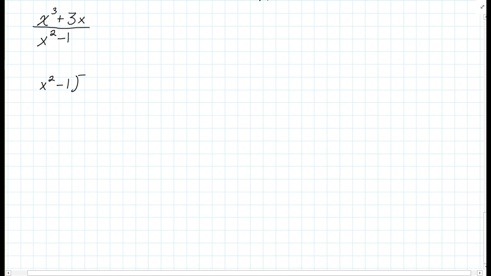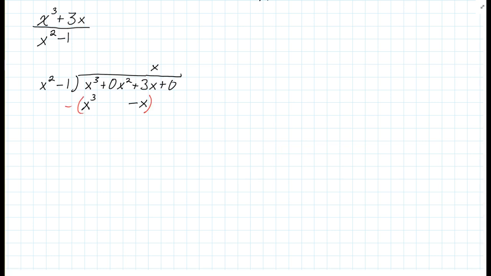So we're going to put x squared minus 1 into x cubed plus 0x squared plus 3x plus 0. And what do we need to multiply the x squared by to cancel out the x cubed? That's just x. So I get x cubed minus x. And then, as always, I'm going to remember to subtract so that this becomes 4x plus 0. And 4x is degree 1, which is a degree lower than what we're dividing by.